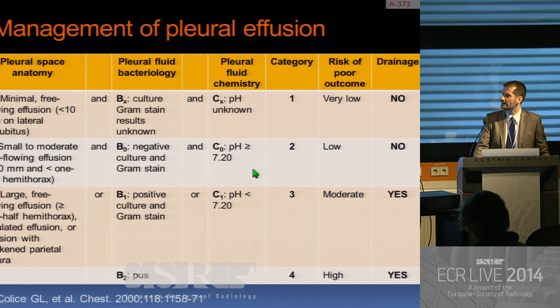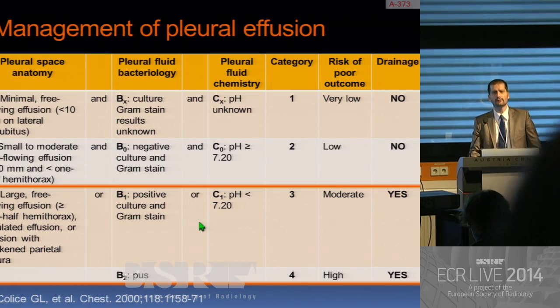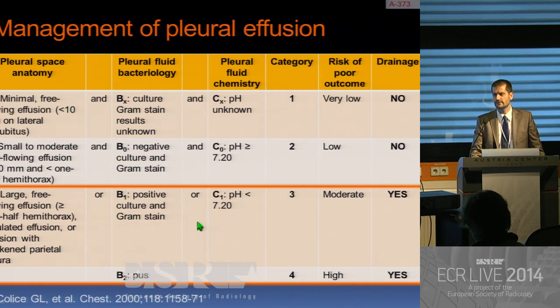The ACCP guidelines published in 2000 showed that a large effusion, a loculated effusion, or effusion with thickened pleura should be drained. Also, a pleural effusion with positive culture and gram stain or a pH below 7.20 should be drained. Obviously, a purulent pleural effusion has to be drained.